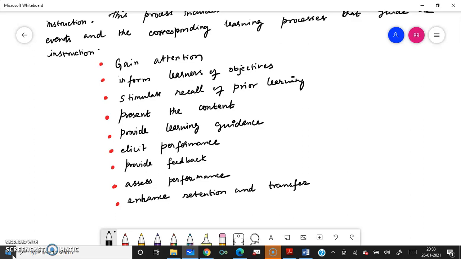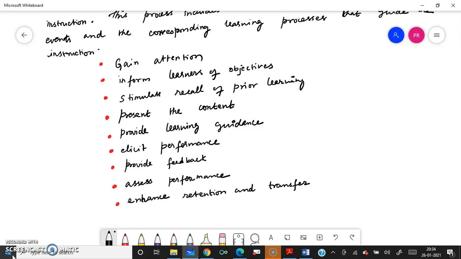The important step next is assessing performance. Whether they are able to do it or not, give some questions and try to assess. Give some examples, let them solve it, then you can assess their performance. The last step is that whatever they have learned, they should keep in their memory. So, enhance retention and transfer. For that you have to recall and rehearse everything that was done. We call it recapitulation, right? That has to be done so that it enters their memory. So these are the nine steps for learning.